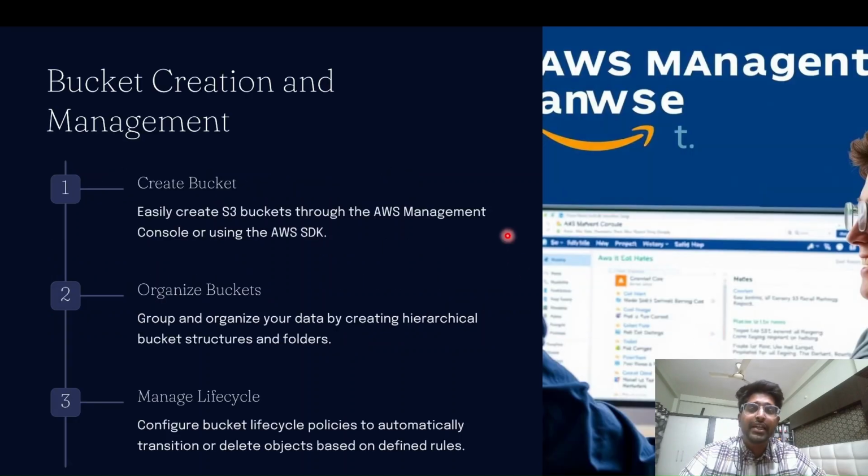Now the fourth would be bucket creation and management. In Amazon S3, we can create a bucket in which we can easily store our data, retrieve the data, download it or delete it. So first would be the create bucket option. Easily in S3, we can create buckets through the AWS Management Console or using the AWS SDK. Here, we can also organize the buckets according to the hierarchical order of their time being created or the bucket structures. The third would be managing life cycles. Configure bucket lifecycle policies to automatically transition or delete objects based on defined rules.